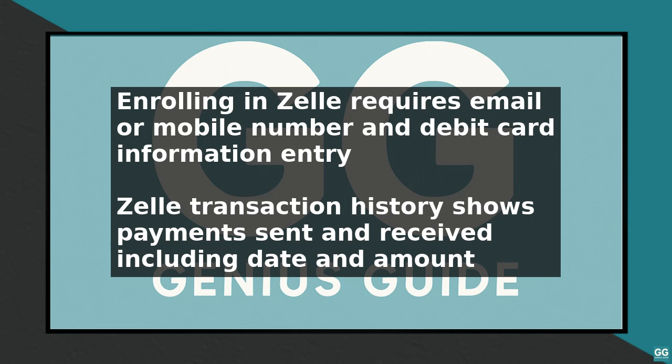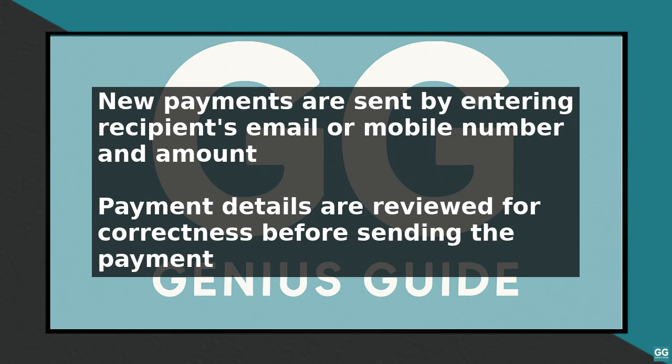To send a new payment using Zelle, click on the Send Money tab and enter the recipient's email address or mobile number. You can also select a recipient from your existing Zelle transaction history by clicking on their name. Enter the amount you want to send and add a memo if you want to include a note with the payment.